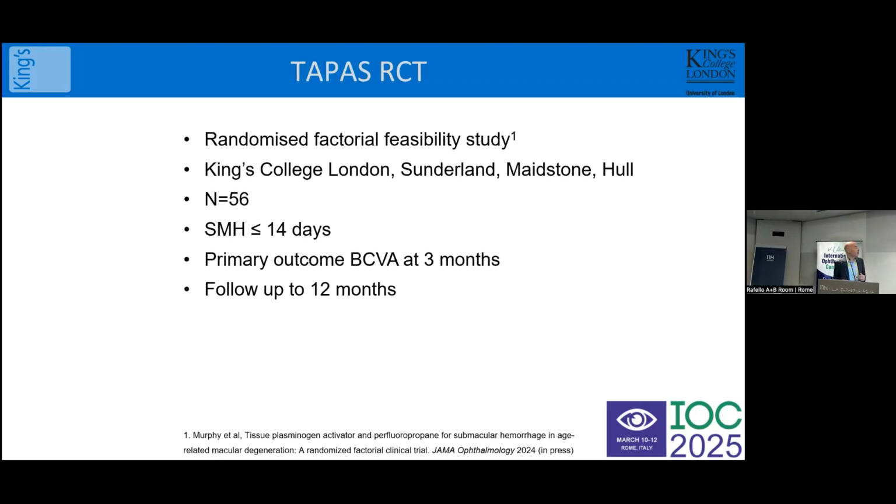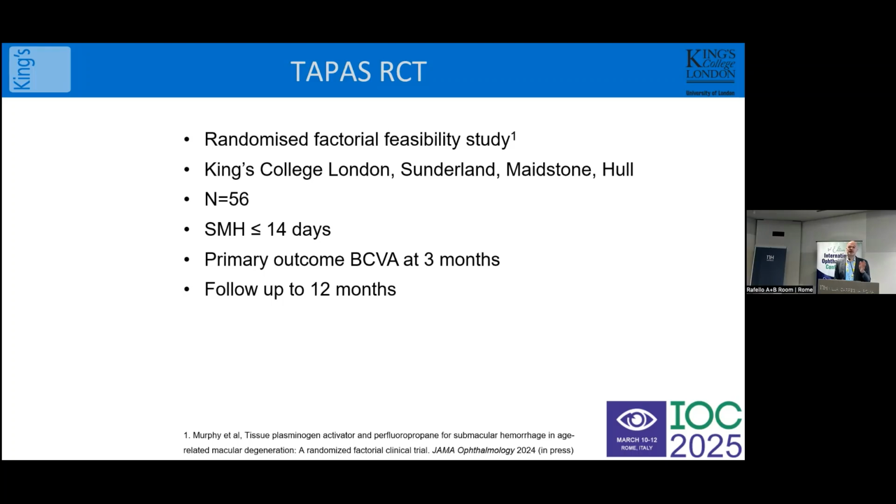So next up was our own TAPIS study. This was a randomized factorial feasibility trial undertaken at King's College Hospital. That's where I work along with some colleagues who collaborated from Maidstone, Sunderland and Hull. We recruited a total of 56 patients. Likewise, we took submacular hemorrhage up to about 14 days, but no longer. And the primary outcome was visual acuity at 3 months.